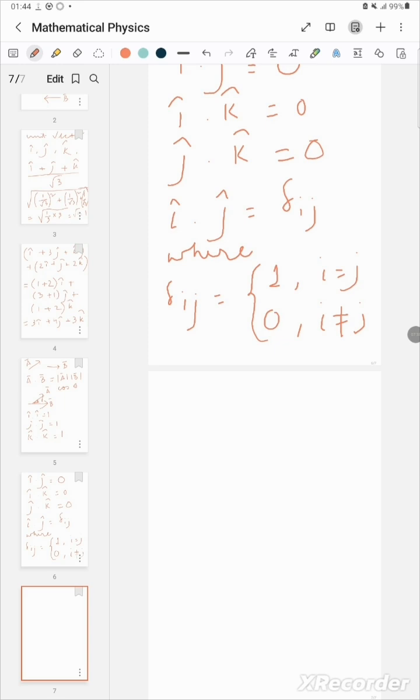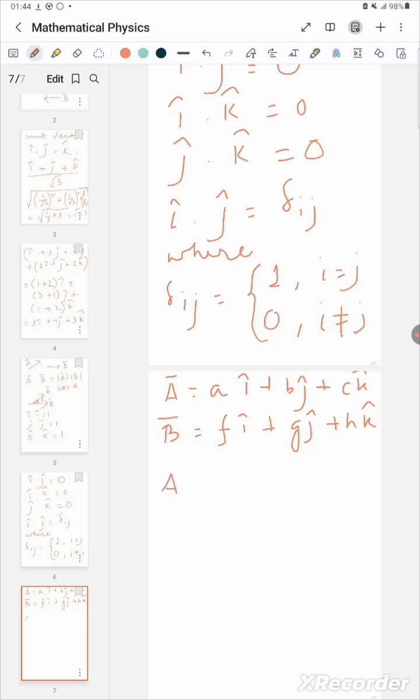Now let us consider another form of dot product where A is given as a i cap plus b j cap plus c k cap, and the vector B is defined as f i cap plus g j cap plus h k cap. What would be the dot product between vector A and vector B in this case?